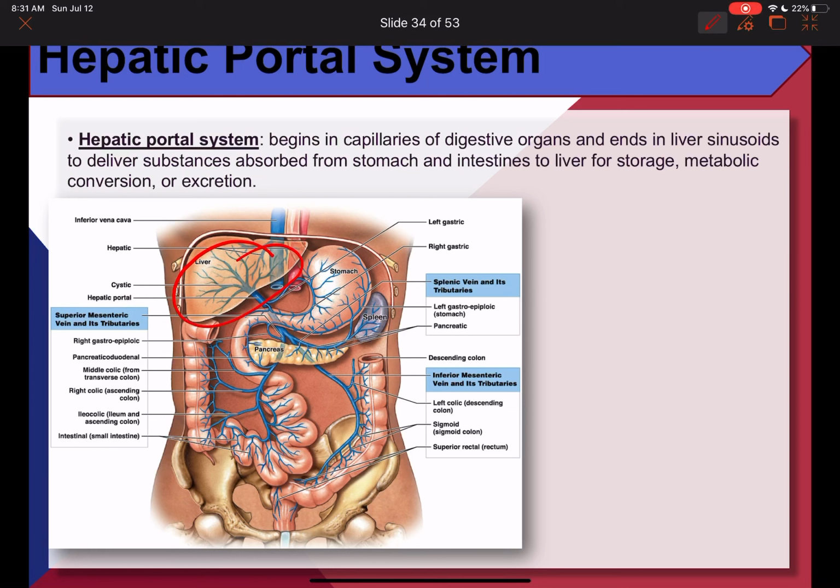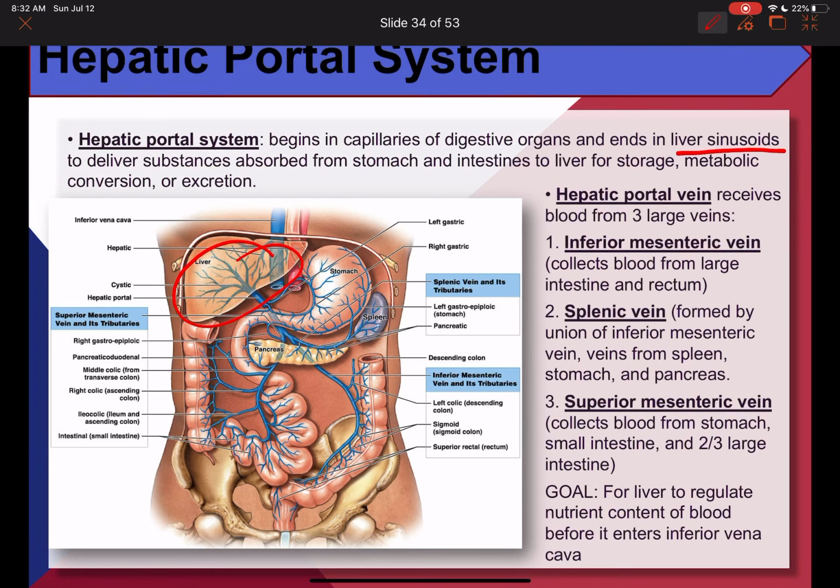Because so many things are coming into the liver, big or small, this is why the liver has a lot of sinusoid types of capillaries that I was talking about earlier, okay? And hence the hepatic portal vein right here, hepatic. Now, don't confuse the hepatic vein with the hepatic portal vein.